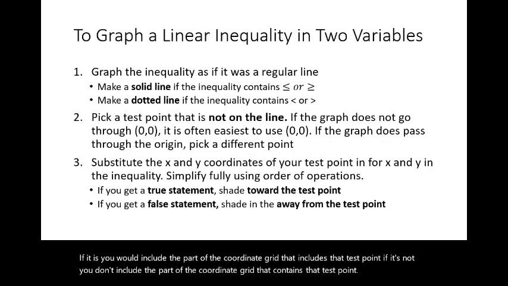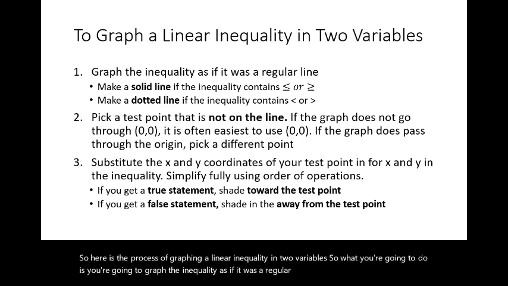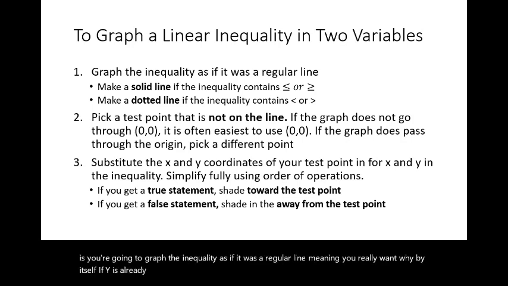So here is the process of graphing a linear inequality in two variables. What you're going to do is graph the inequality as if it was a regular line, meaning you really want y by itself. If y is already by itself, it's in slope-intercept form, and you can graph it using the process for slope-intercept form that we covered back in section 7.3.